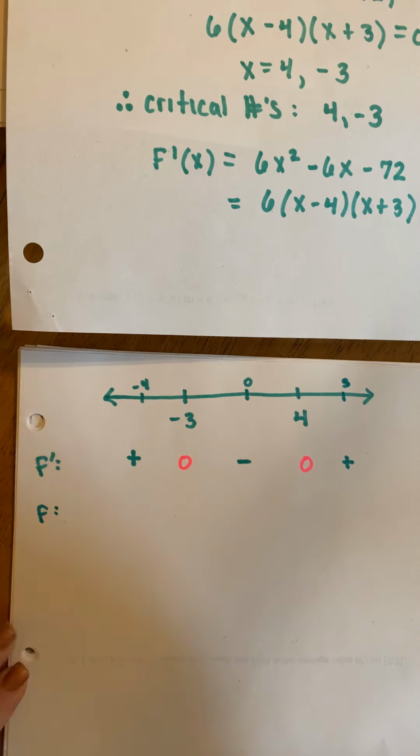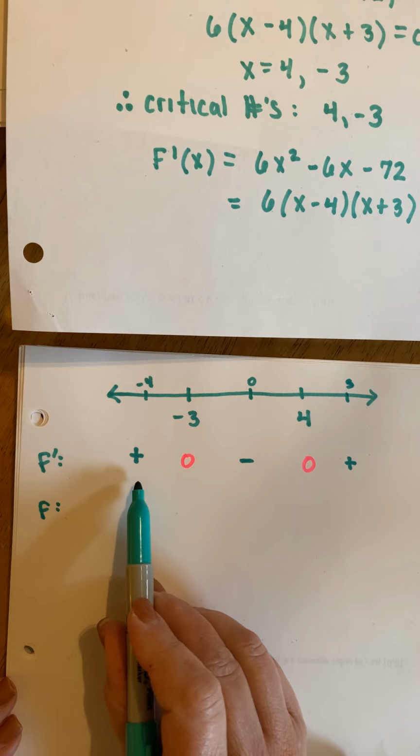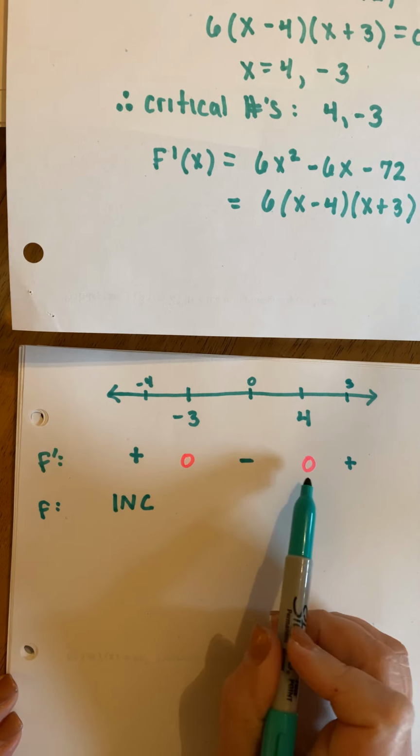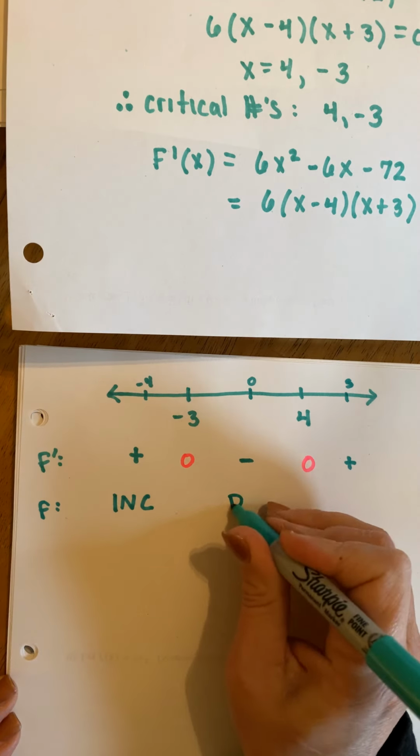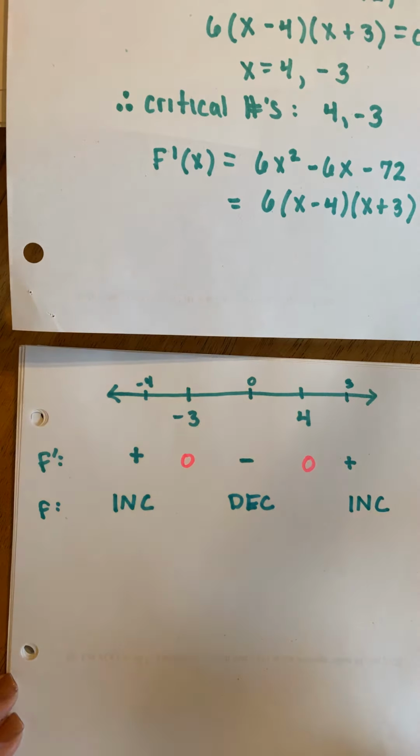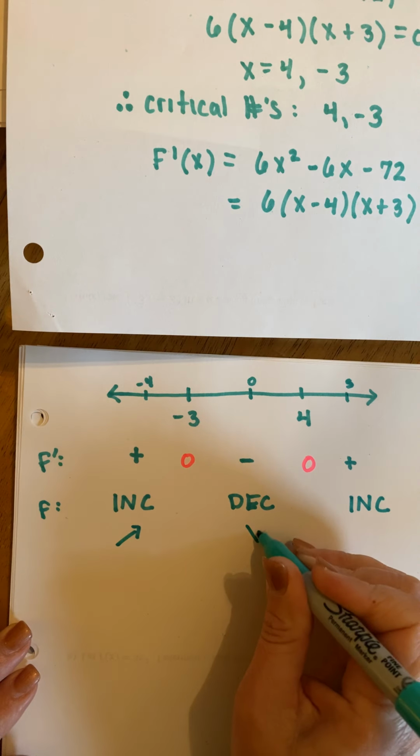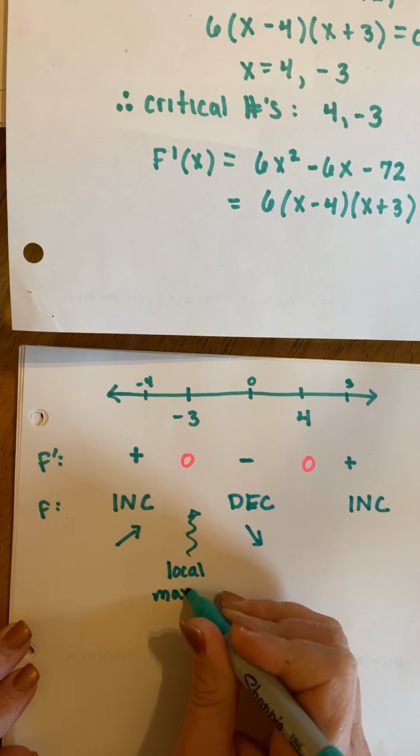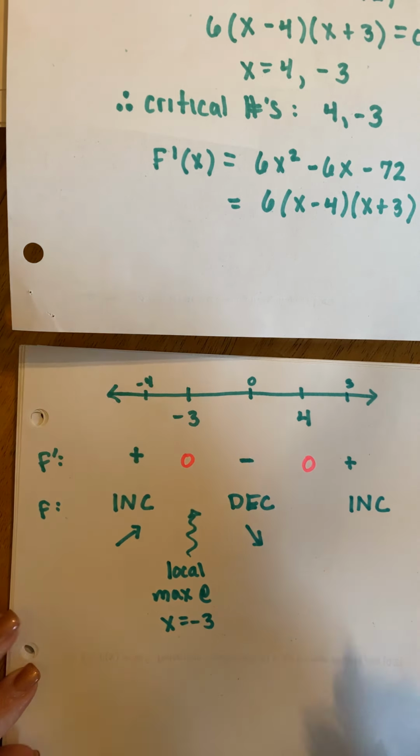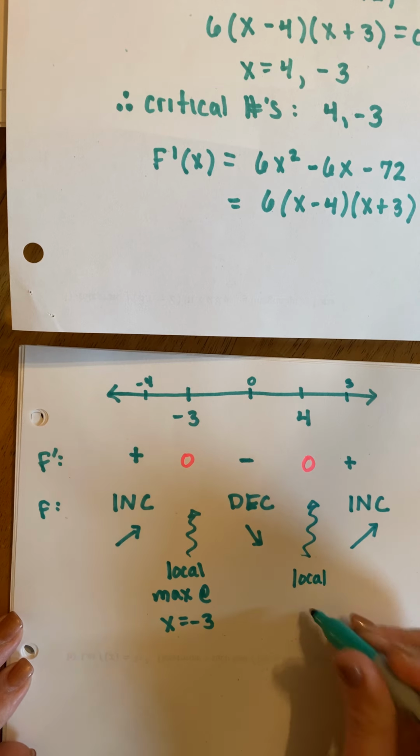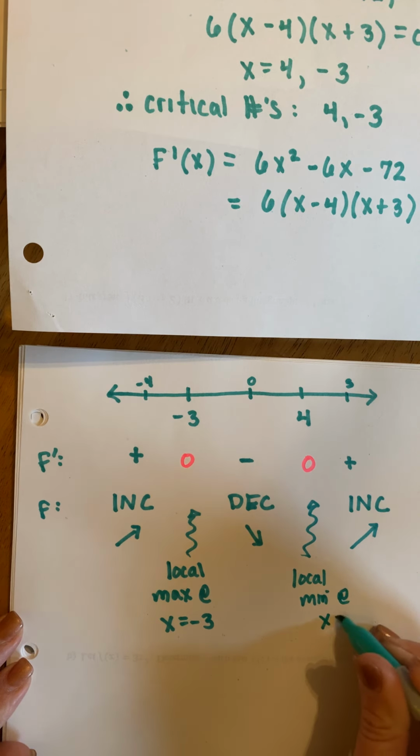So now let's conclude how the original function behaves. The derivative is positive to the left of -3, so the original function is increasing. Where the derivative is negative, thus in between -3 and 4, the original function is decreasing. And the derivative is positive to the right of 4, so then our function starts increasing again. So if a function increases and then it decreases, we must have a local maximum here. Local max at x equals -3. And if a function decreases and then it starts increasing, we have a local min at x equals 4.